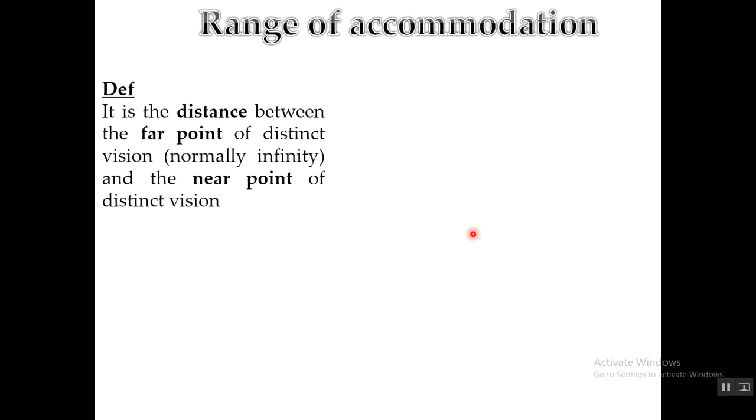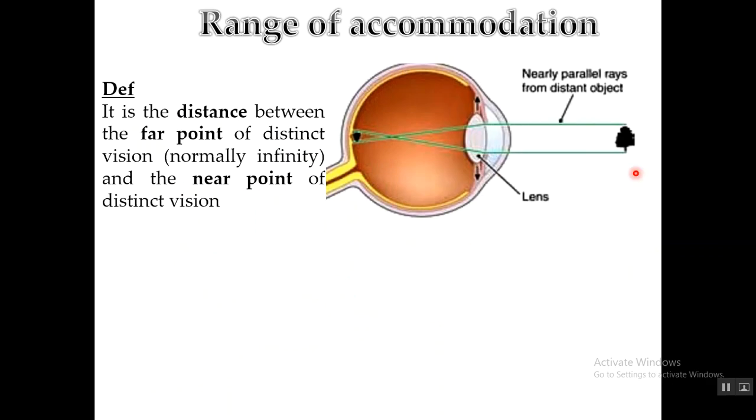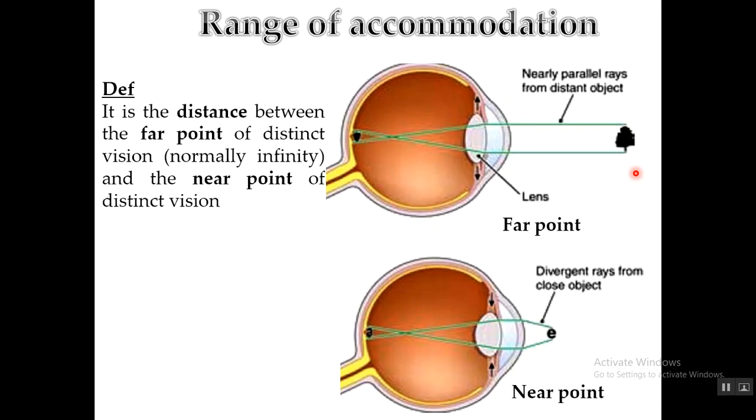What is meant by range of accommodation? Here, this is called the far point, and this is called the near point. The near point means the nearest point to the eye with clear vision, and the far point means the most distant point for an object with clear vision. The distance between the far point and the near point is called the range of accommodation.